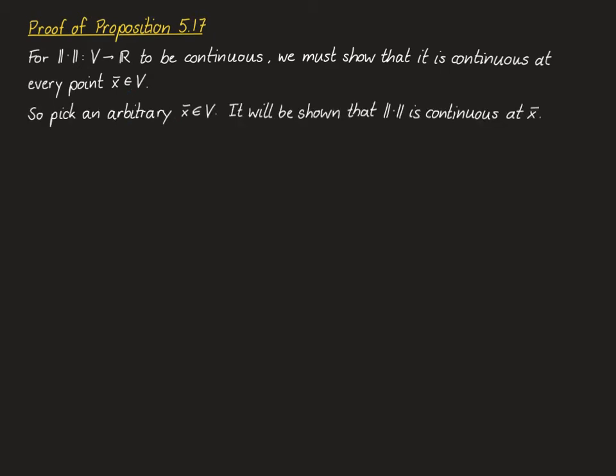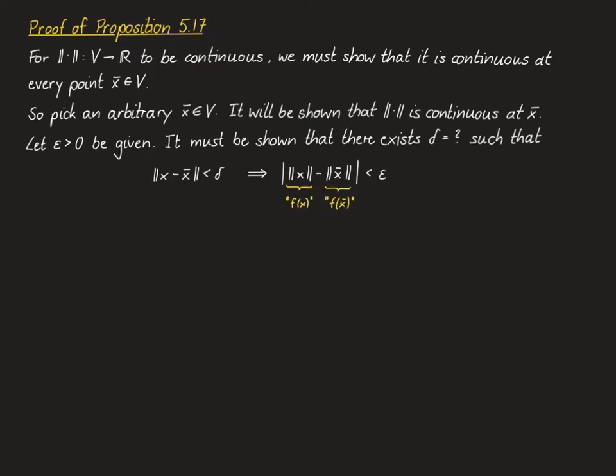So pick any arbitrary vector x bar in the vector space V, and in the following it will be shown that the norm is continuous at this vector x bar. To this end, suppose some positive value of epsilon is given. We now need to pick delta to satisfy this condition, and in this case we pick delta equal to epsilon.